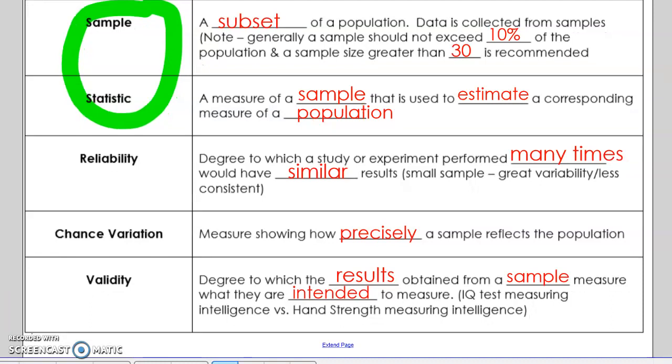Here are the rest of the terms. Something new, chance variation, measuring. It's a measurement showing how precisely a sample reflects the population.